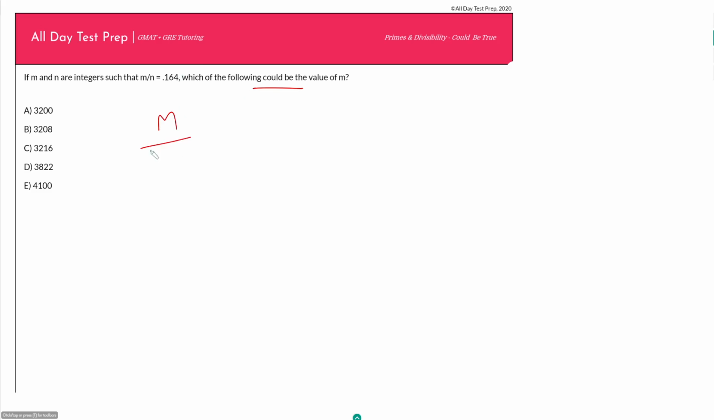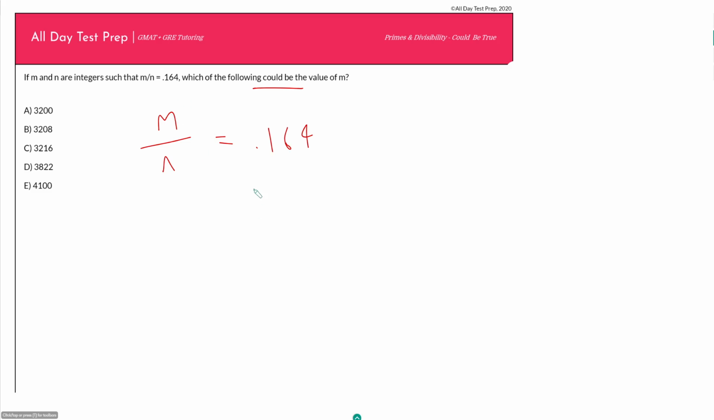And so the first thing I've got to do is write this out vertically, because I hate it when they give me horizontal fractions. In this case, I wrote this question, but I think I wrote it like this because the GMAT likes to write fractions like that. So m over n is equal to 0.164.